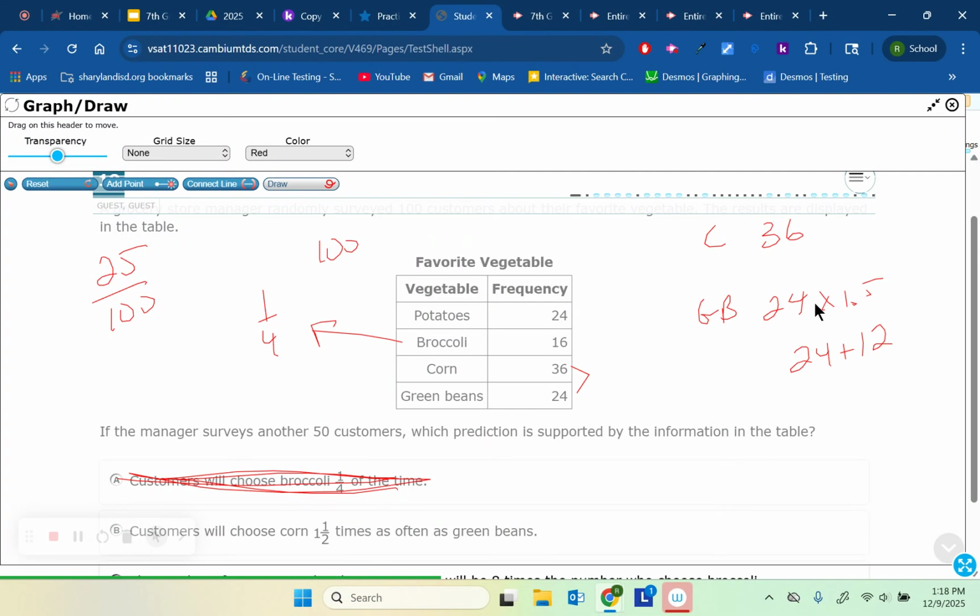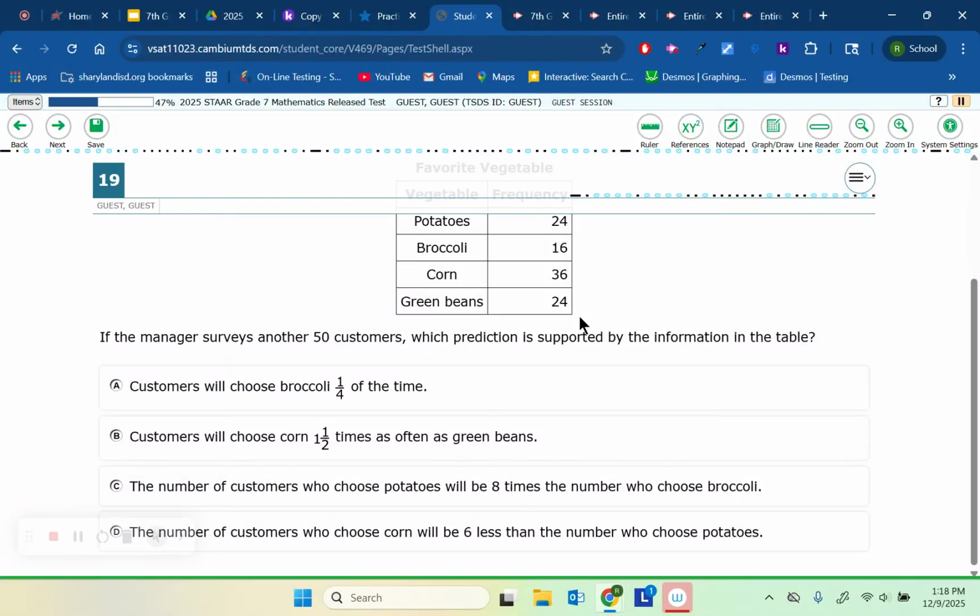You ask me, where did I get that from? Well, the 1 goes with the 24. That's 100% of it. And then half of that 24 gets added on. So is it 1.5 times the green beans? That's 36. Oh, yes, it is. That's a true statement. Let's check the rest of them, just so we don't get lost.